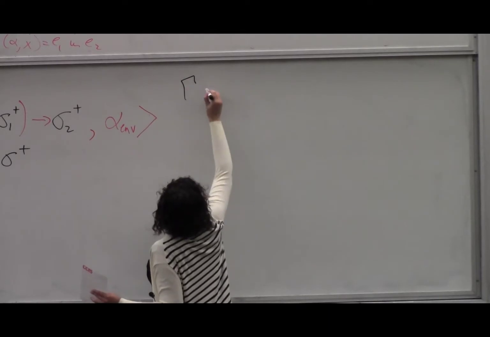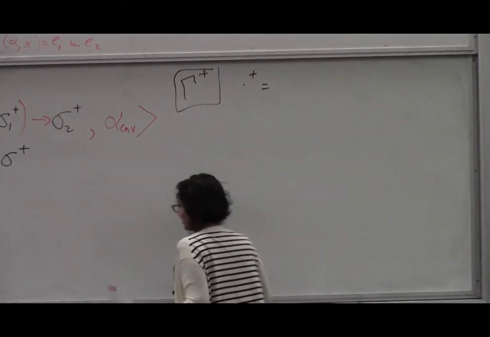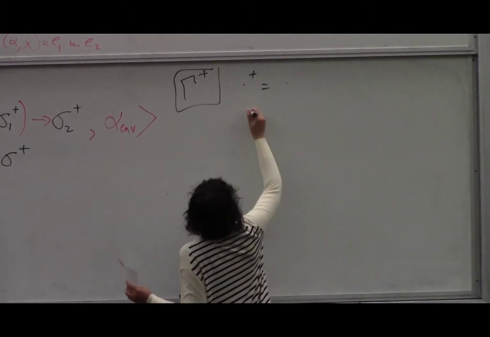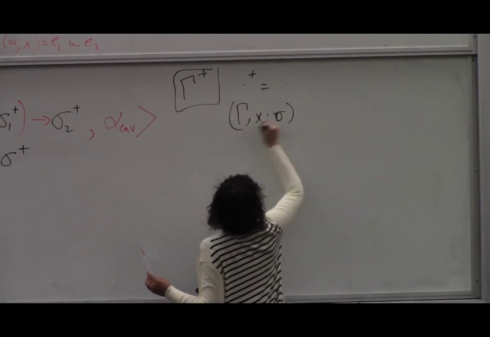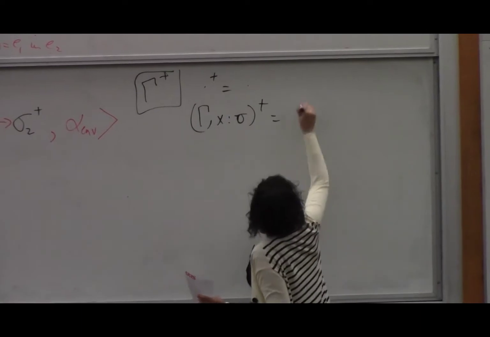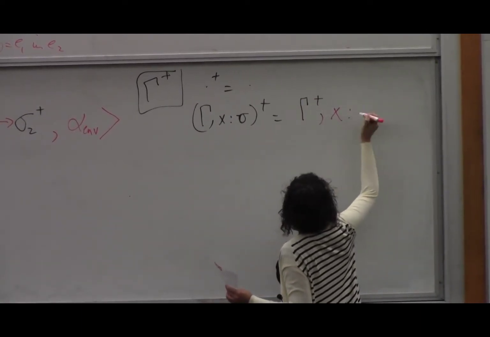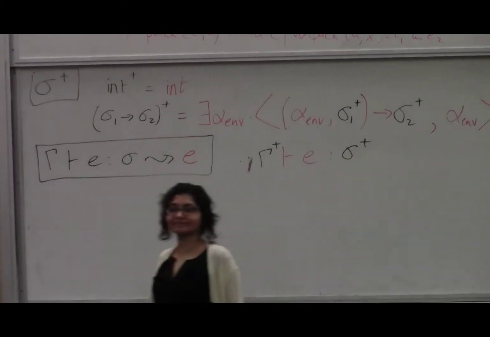All right, let's put down gamma plus. So empty environment translates to empty environment, and there, and sigma. Okay. All right.